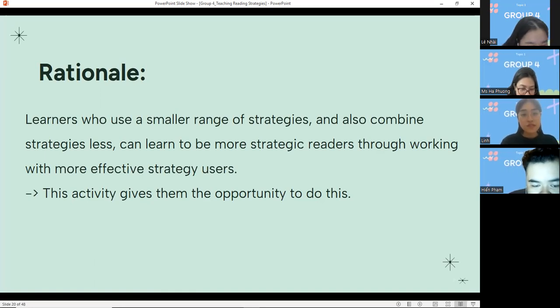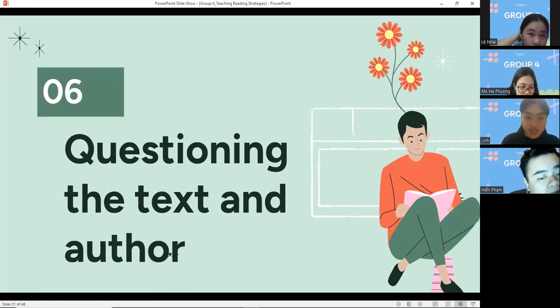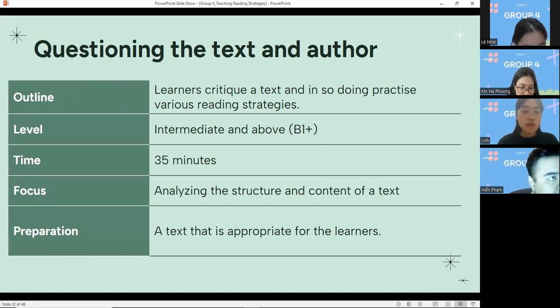And in my part, the last strategy I want to share today is questioning the text and author. In that strategy, overall, the learner can critique a text and in so doing practice various reading strategies. It is suitable for students at intermediate or above, B1 level, with a time limit of about 35 minutes and the focus of analyzing the structure and content of a text. We need to prepare a text that is appropriate for the learners.